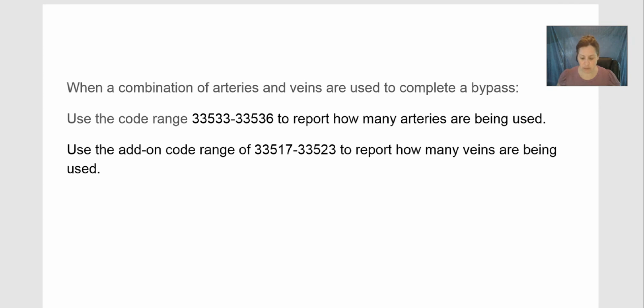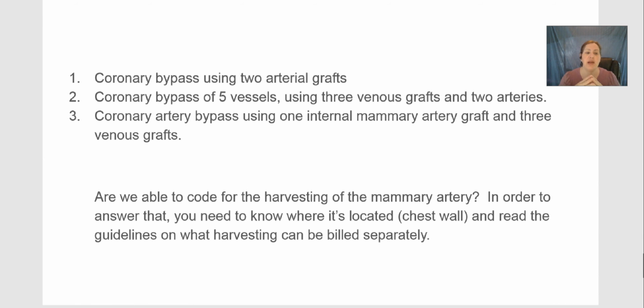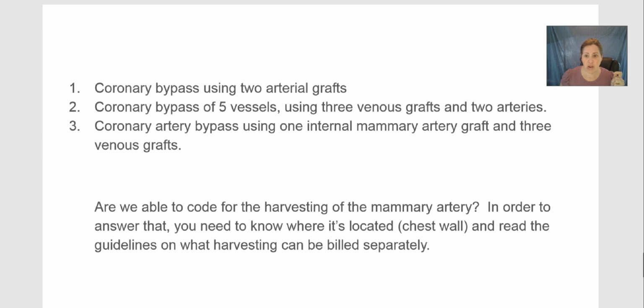All right, so we could be doing a coronary bypass using two arteries, a coronary bypass of five using three veins and two arteries, and then a coronary artery bypass using one internal mammary artery graft and three venous grafts. I gave you three different examples here. So what I want you to do is pause the video and code those three scenarios. Coronary bypass using just two arteries, coronary bypass using a combination, and then a coronary artery bypass using again a combination, where we tell you that we used the mammary artery. So my question for that one is, can you code for the harvesting of the mammary artery?